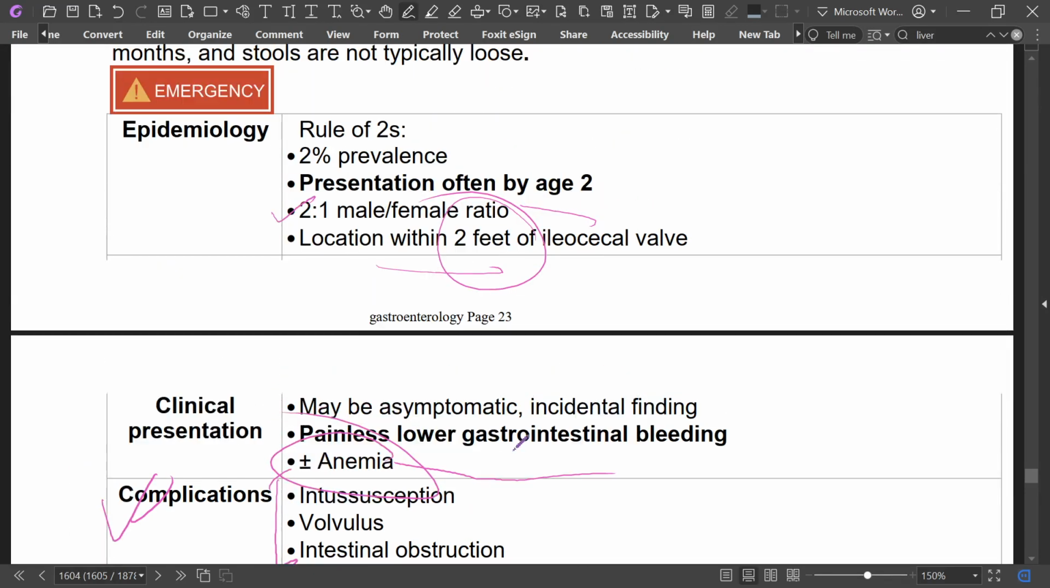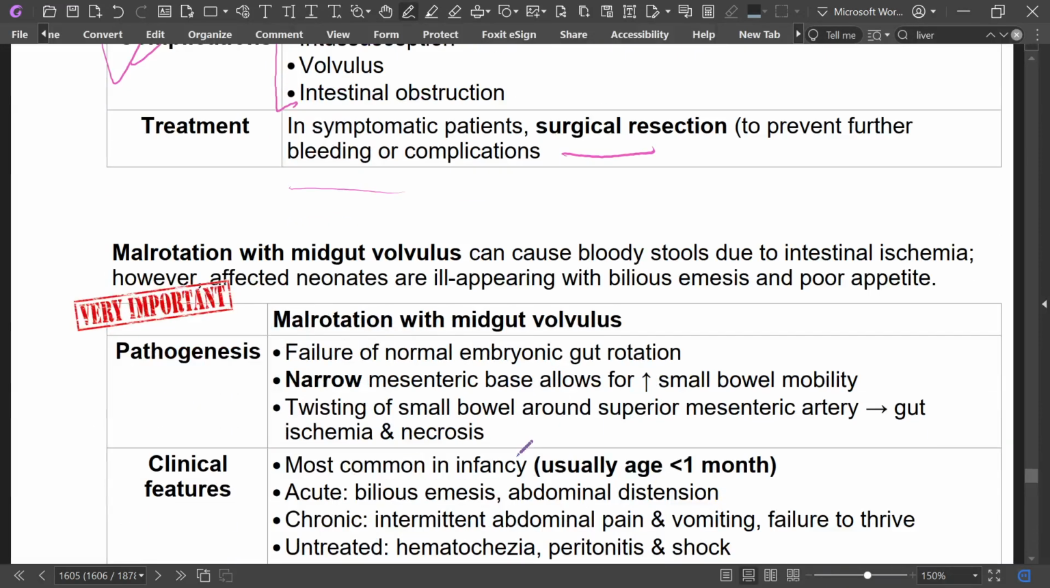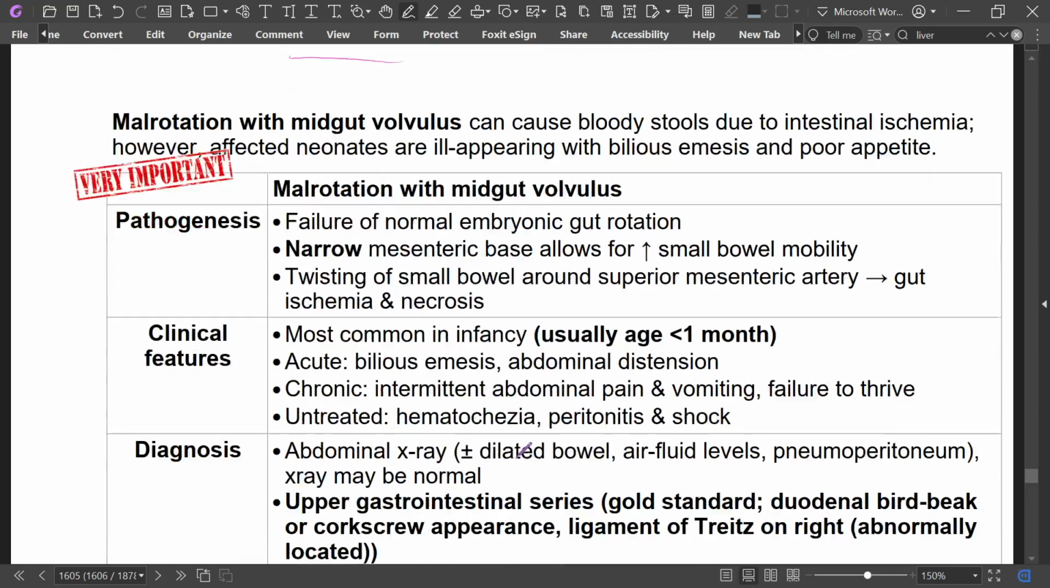Malrotation of the midgut can cause bloody stool due to intestinal ischemia. However, most affected neonates are ill appearing with bilious emesis and poor appetite.